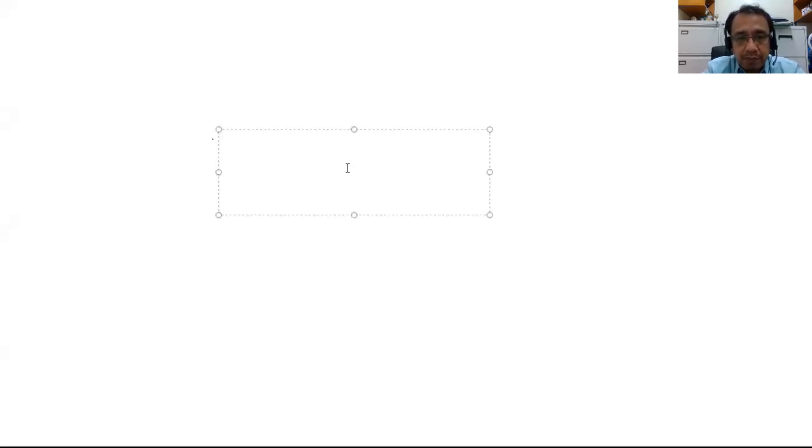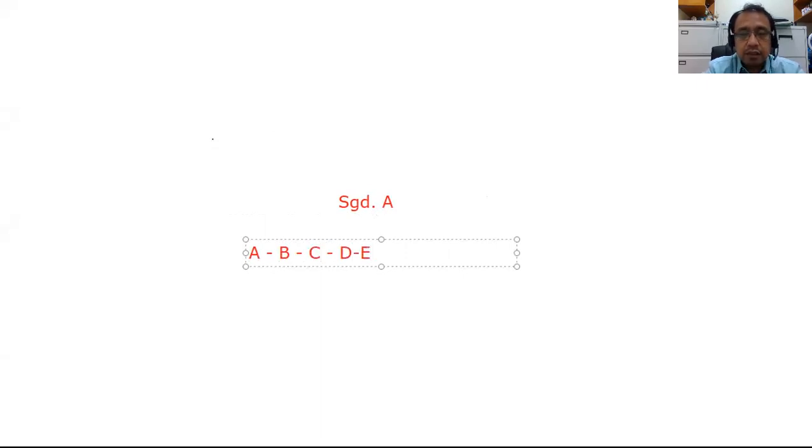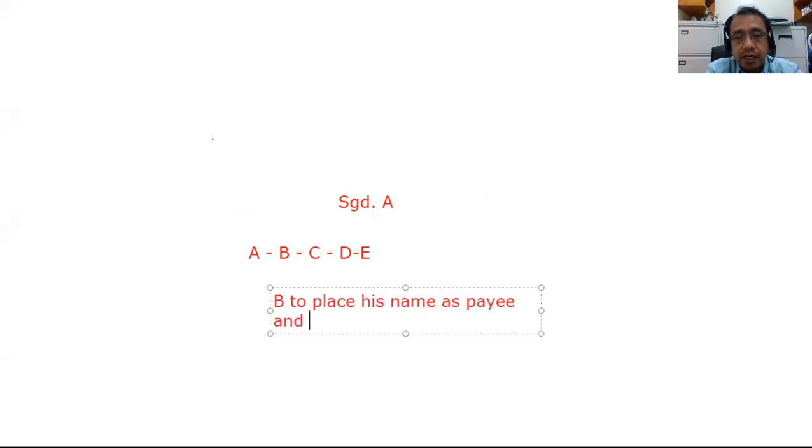So, a blank piece of paper, signed by A. And then what A did was deliver that to B, B to C, C to D, D to E. The instruction is for B to place his name as payee and place the amount of 1 million. Okay? The same instruction has been relayed by B to C, C to D, D to E, E being the present holder.